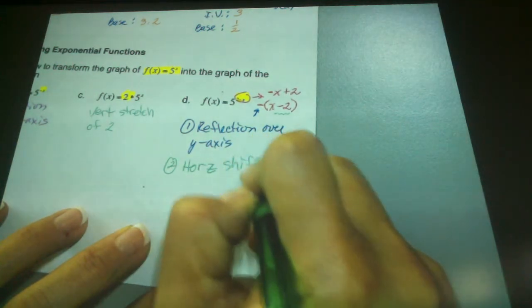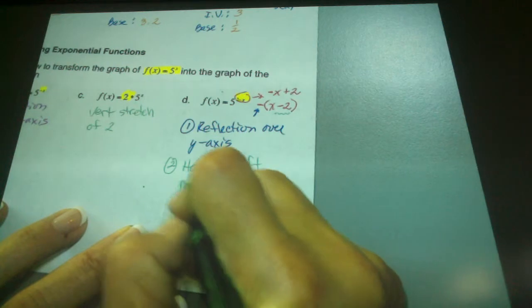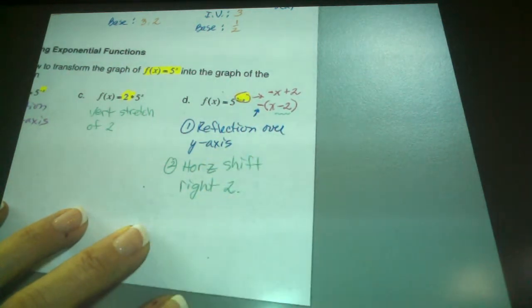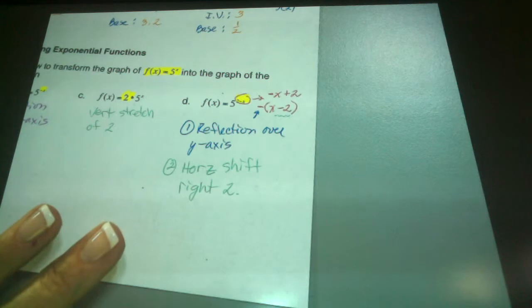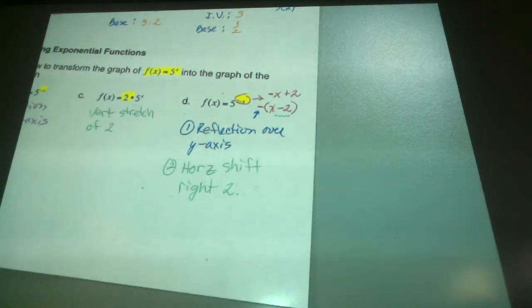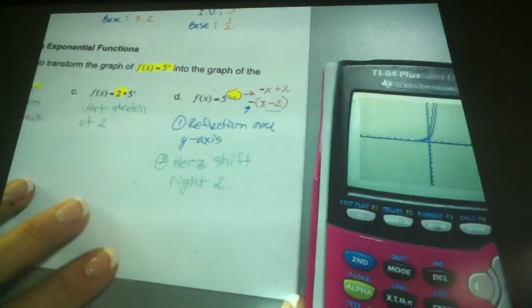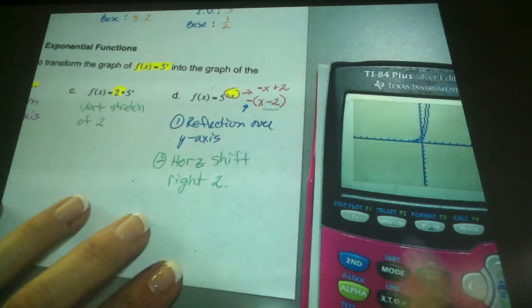Shift. Am I going right or left? Right 2. So I anticipate that my graph is going to be shifted right 2 and reflected over the y-axis. It's probably easier if you reflected it over the y-axis first and then shifted it right 2. Because otherwise, if you shift it right 2 and then try to reflect it, your axis of symmetry, which is the y-axis, has shifted also. So if I were you, I would be doing my reflection first and then my shift second.